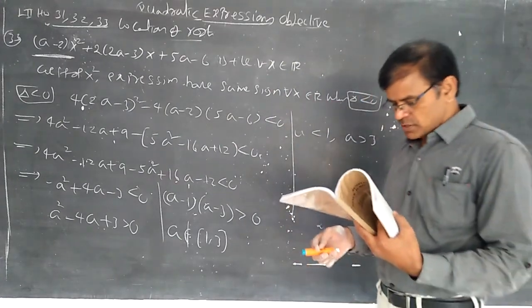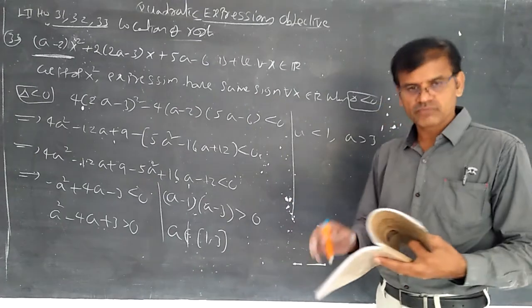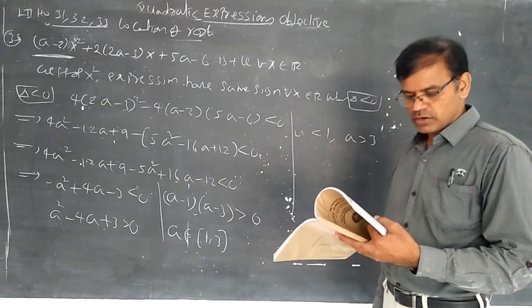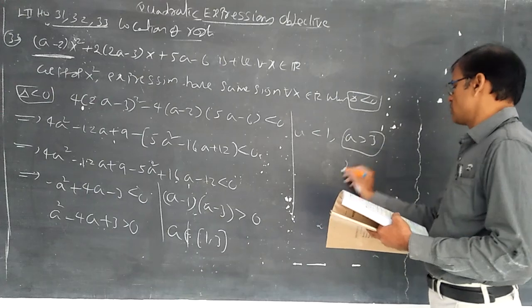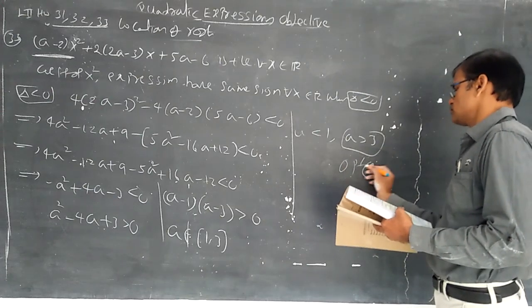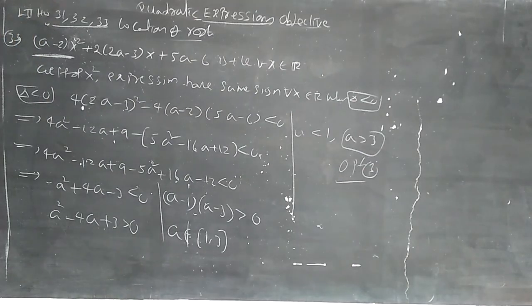According to the options for the 33rd question, he gave the third. A less than 1 he did not give. Of course it is correct, it is positive for all values. A can be any real number. He gave this one, a greater than 3, as option 3.